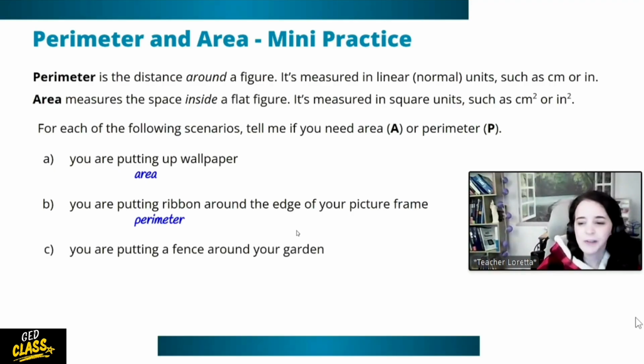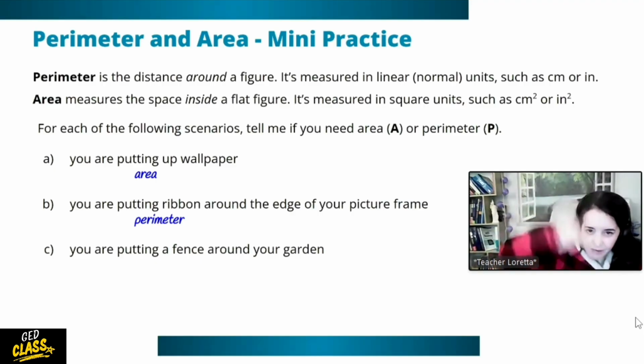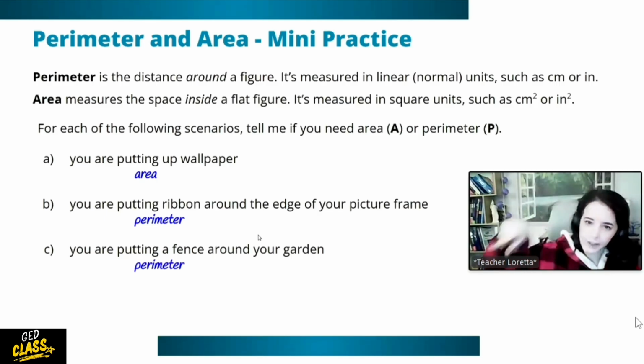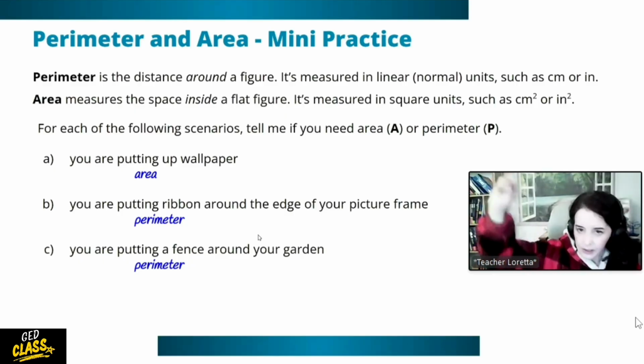What if you're putting a fence around your garden? Is that area or perimeter? Yes, putting a fence is perimeter. That's the outside. You just need to know perimeter. It's just around the edge, right? So you need to know how much to line around the outside.